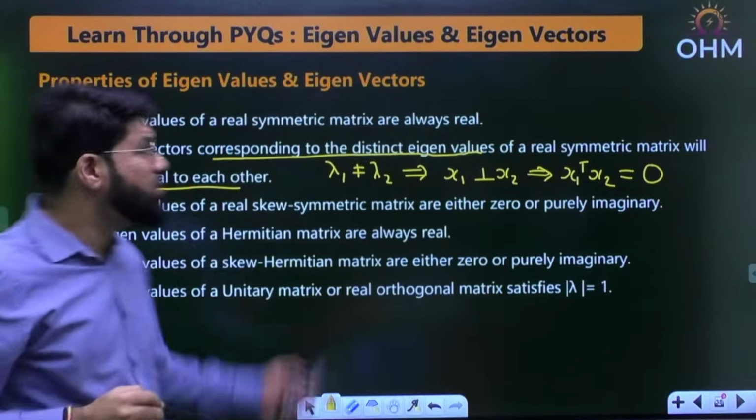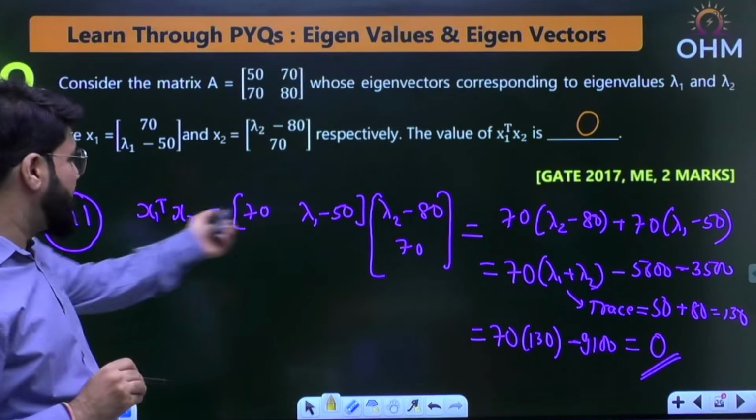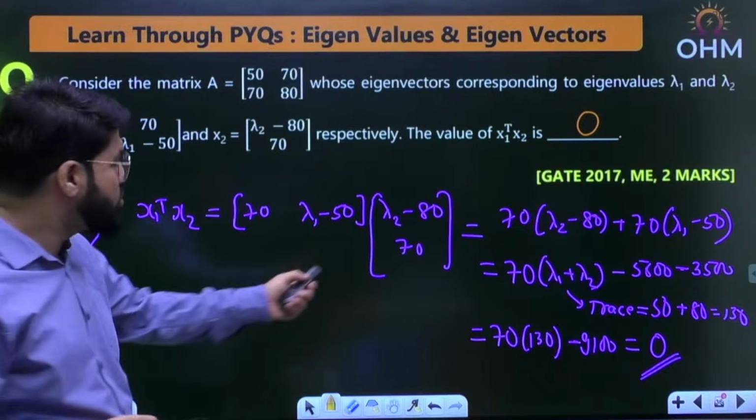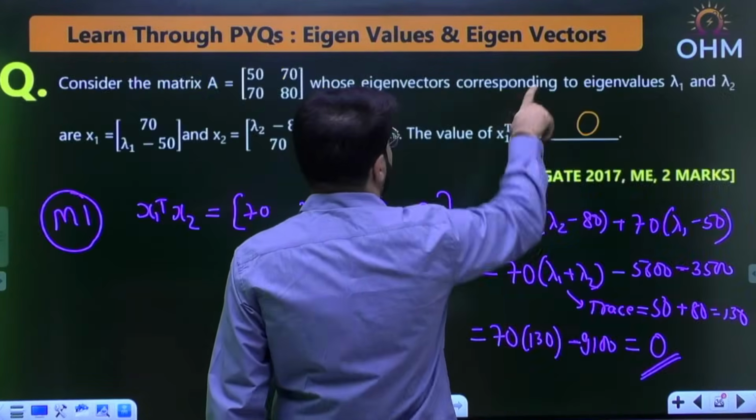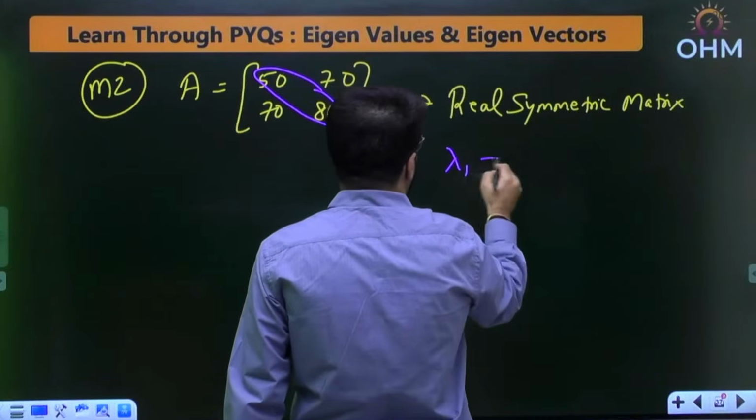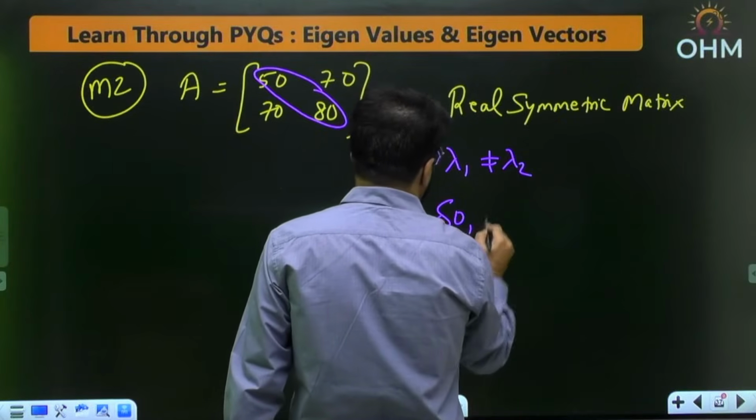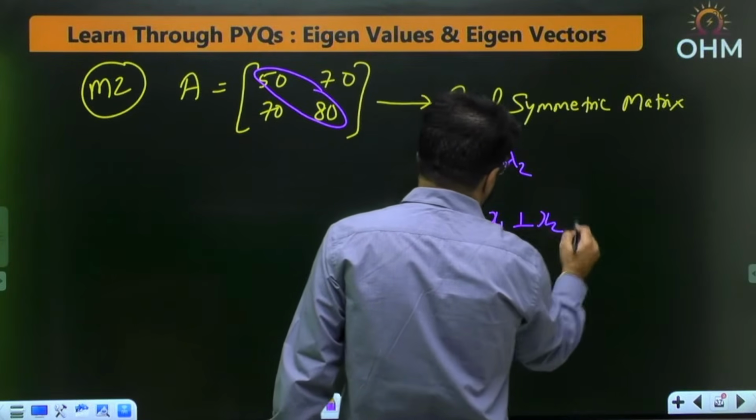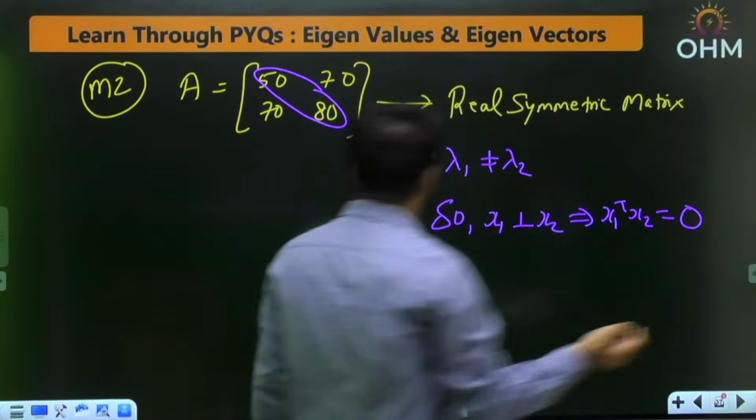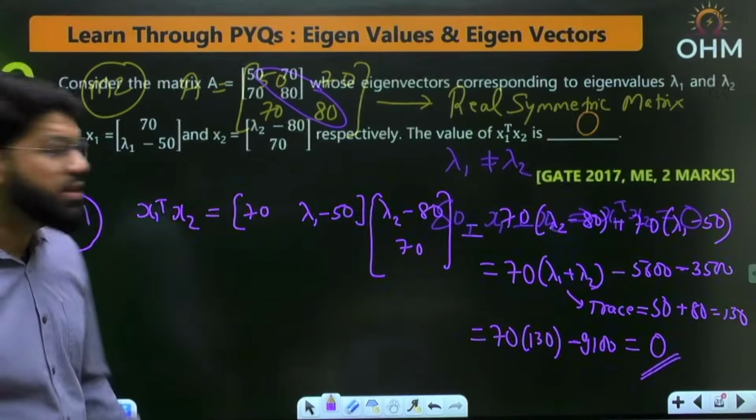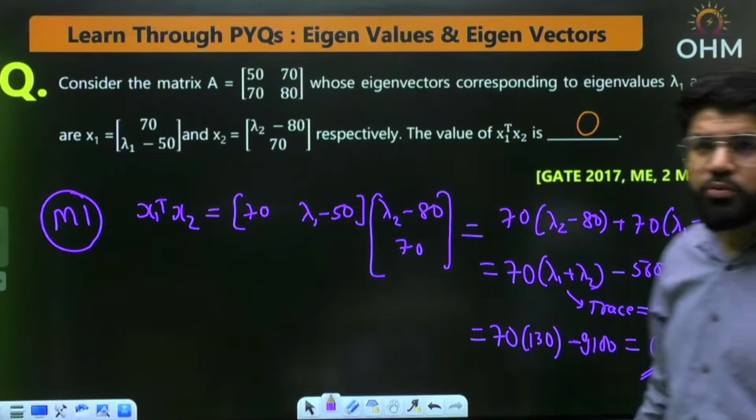And that is what actually is there in this question. Otherwise, if you start solving, x1 transpose x2 is also simple directly. But if you just apply the real symmetric matrix concept, given two eigenvalues lambda 1 and lambda 2, lambda 1 not equal to lambda 2, directly we can say that x1 is perpendicular to x2, so x1 transpose x2 equals 0. That is the direct property way of solving this question. Otherwise also, the answer is 0. If you solve it manually, it is going to be 0.